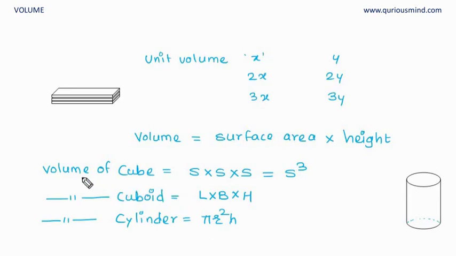So thus what we have derived are the formulas to find volume of these solid shapes: cube, cuboid and cylinder. Volume of cube is side cube, side raised into side or side raised to 3. Volume of cuboid is length into breadth into height. And volume of cylinder is pi r square into h.